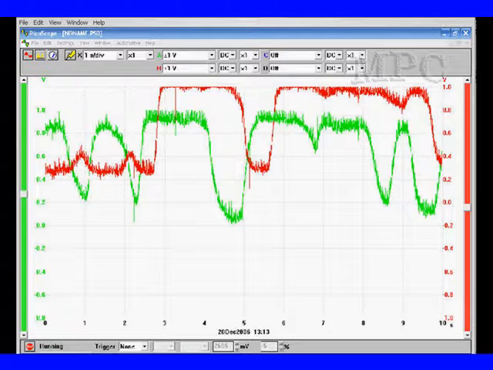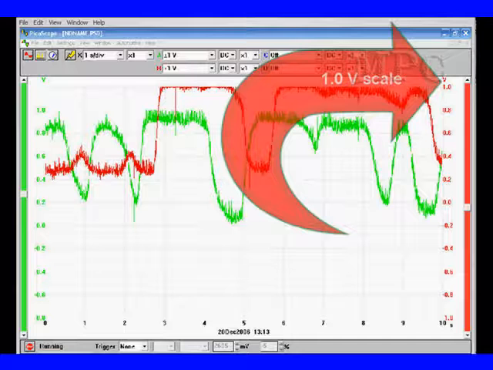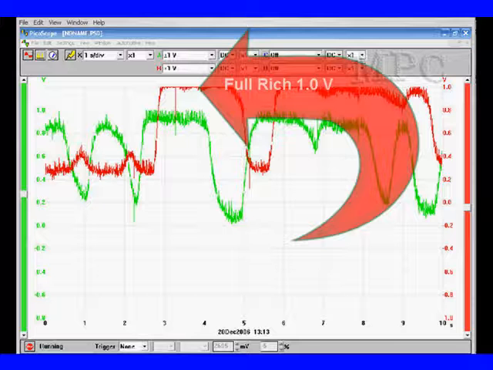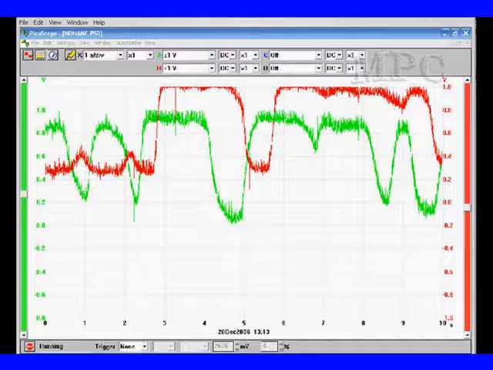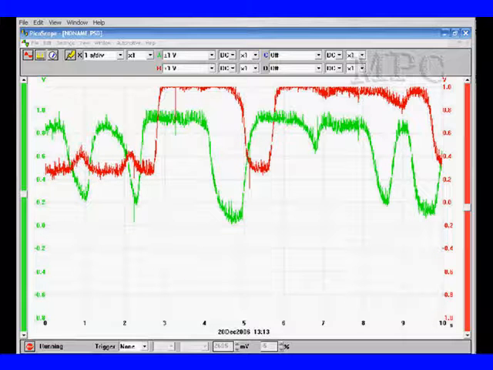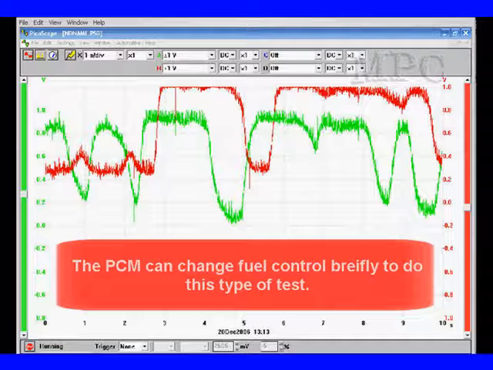We've got to look at the voltage scale on the right to see exactly where we are. We're at 1 volt. So if we look back at how high the red trace went, we see it reached 1 volt. This is the type of testing we can do. Now, remember, the fundamental to make this test work is that fuel control must go rich before the after-catalyst can go rich. The snap accelerate test accomplishes this. We can do this type of testing and verify it.